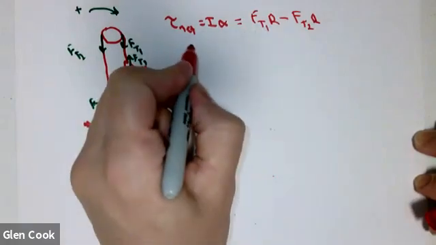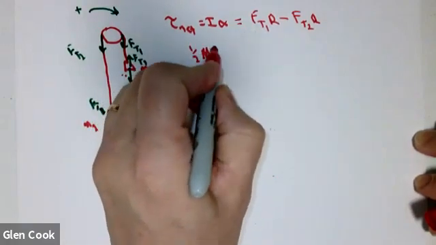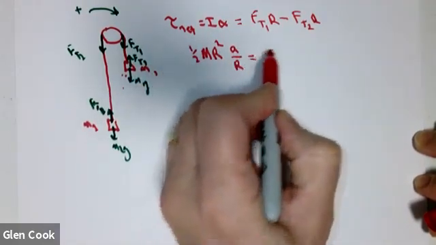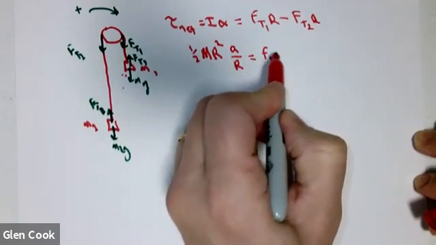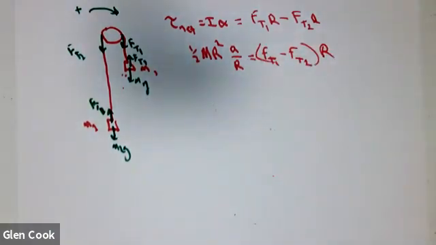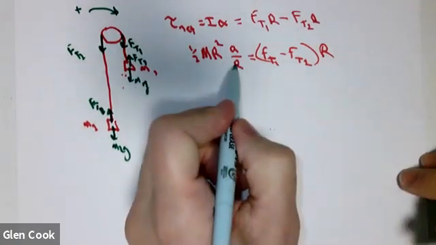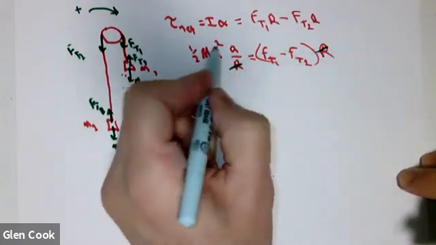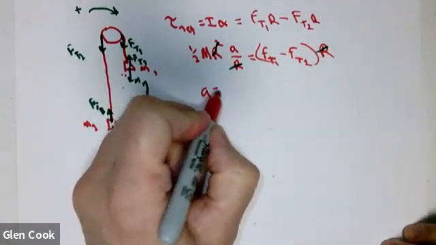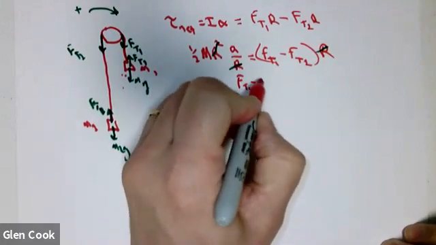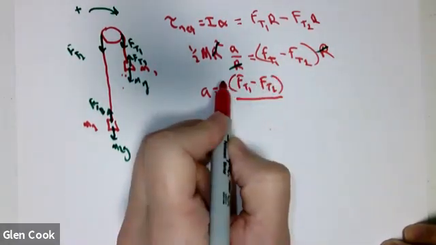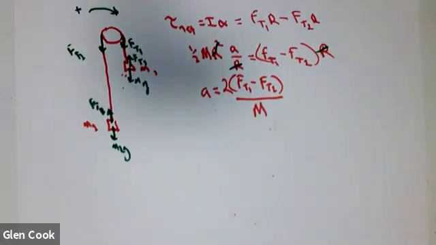I would be half mr squared, so half mr squared. Alpha is A over R, so A over R equals, and if I look at this, I have force tension 1 minus force tension 2 times R. And so then the R can divide out of both sides. If I multiply through, it becomes R squared. So all the R's go away. And we end up with A equals the difference in tensions divided by, well, twice the difference in tension, so I do the inverse there, divided by the mass of this. So it's very much the same.